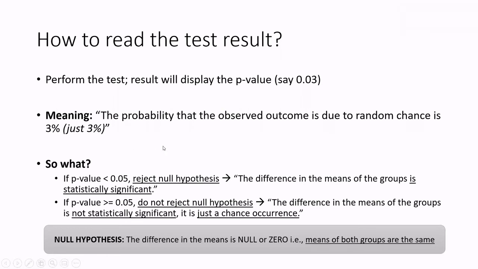Sai, is that 0.05 value fixed for all kinds of analysis, irrespective of the number of rows or data? Yes. So why do we take 0.05 as the cutoff?